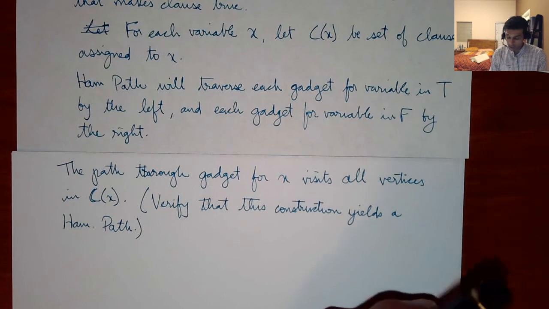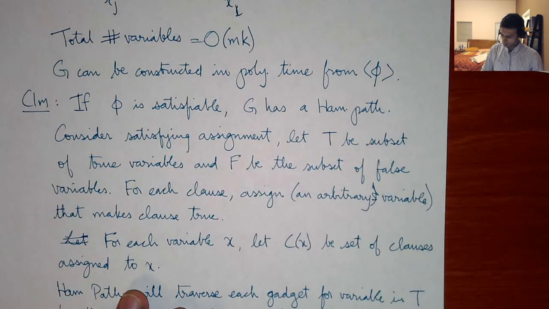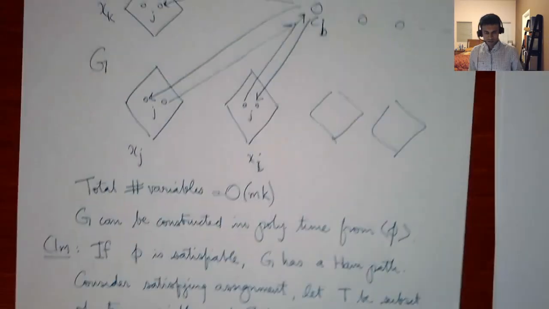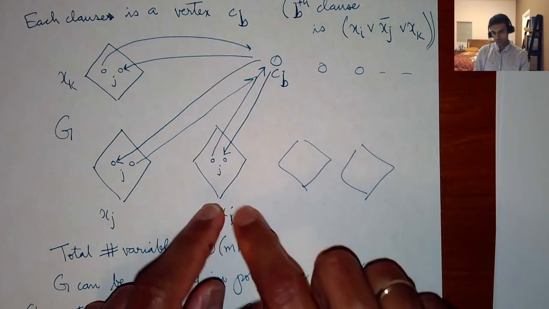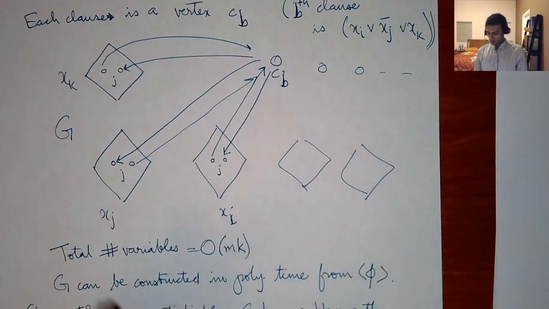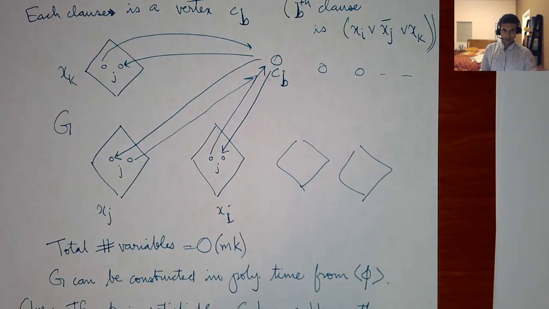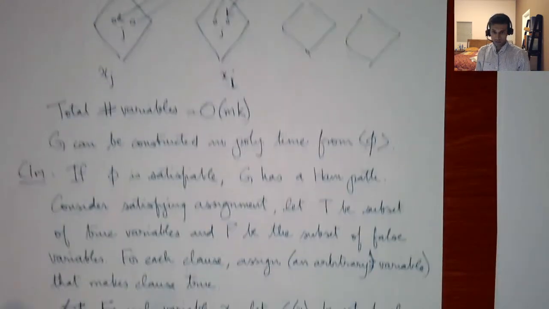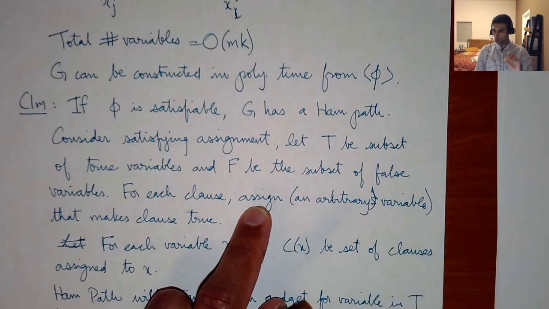But this gives you one side of the reduction, right? It only says that if phi is satisfiable, then G has a Hamiltonian path. And the key, as was mentioned before, is that the variables that are true can visit their clauses in one direction. The ones that are false will visit their clauses in the other direction. Each clause will be visited only once, because we ensured that we did a unique assignment. We don't assign a clause to all the variables that make it true. We assign it to one of them.